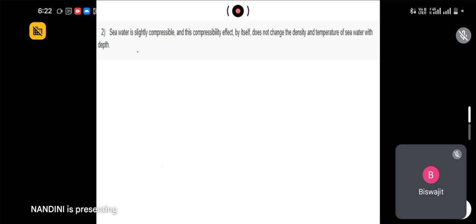So it's like a true or false question. Since seawater is compressible, does it change the density and temperature of seawater with depth? It does not change is what is given in the question. So what do you think? Will it change or will it not? It is false, yeah.